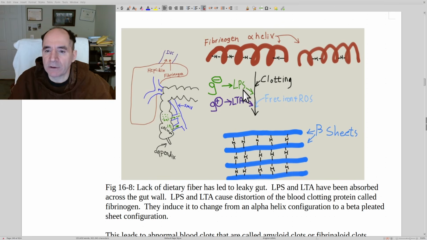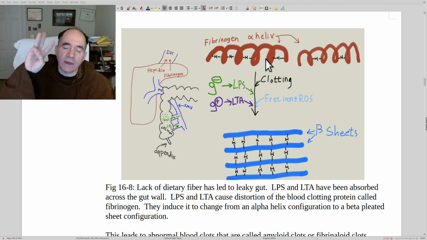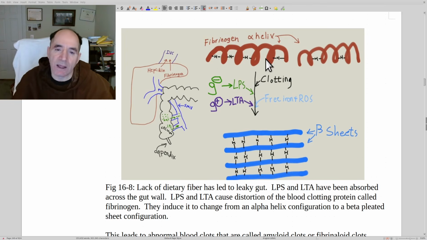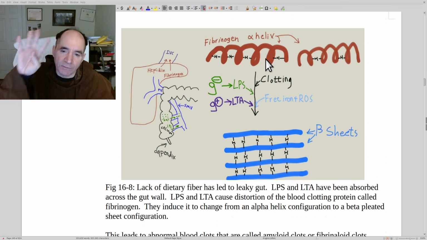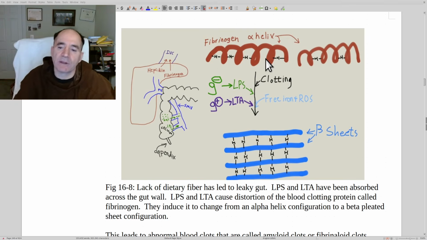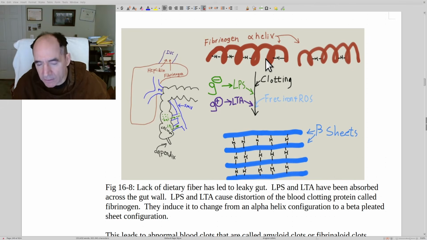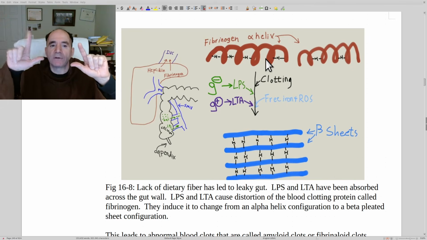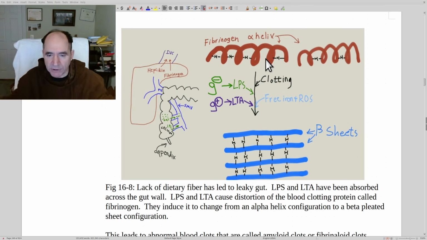LPS, gram-negative bacterial endotoxin, and gram-positive bacterial endotoxin cause amyloid clotting of the blood by distortion of the fibrinogen shape, the fibrin shape. Okay, iron can also do it and lead to distortion of the fibrin shape. So there's 3 things predisposing to clotting. Well, guess what else predisposes to clotting? If you're eating a high-fat meal, that's a 4th thing. If your vessels are constricted because of a lot of sodium, that's a 5th thing. If you're dehydrated, that's a 6th thing. If you have an active infection, bacterial or viral, that's 8 things predisposing to clotting.